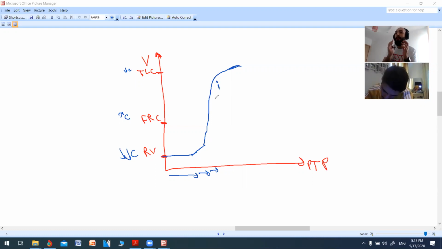To make expiration, what do you do? You raise the PIP, right? The intrapleural pressure. So what will happen to the PTP? It will decrease. So if I want to draw the expiration, I will draw it on higher PTPs or lower PTPs? Lower PTPs. So I will go like this. This will be the curve of expiration. I will lower the PTP, so the volume will become lower, right? Is it clear?